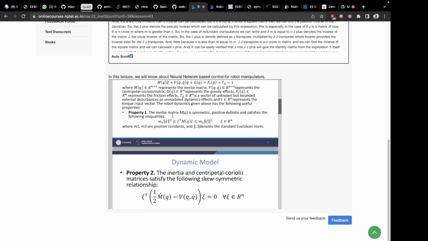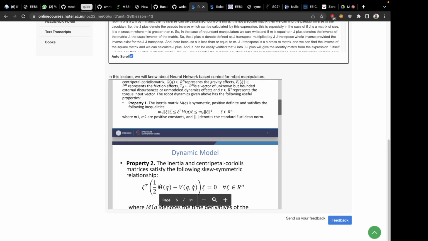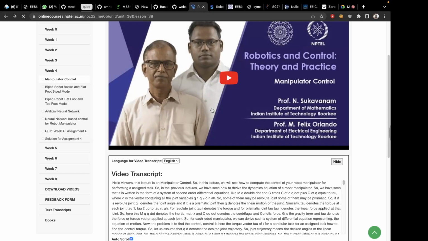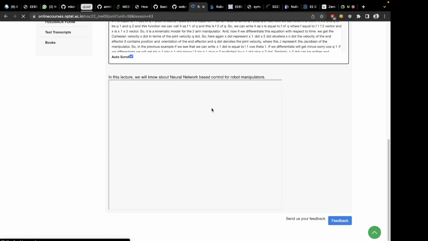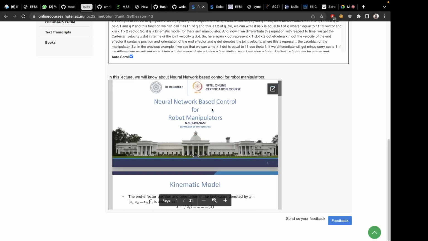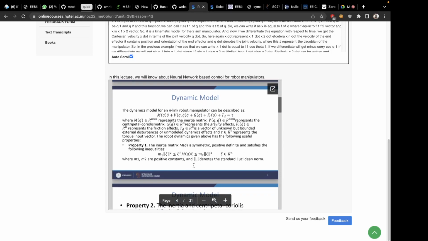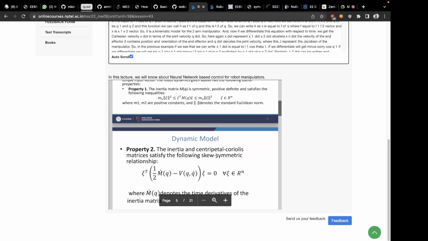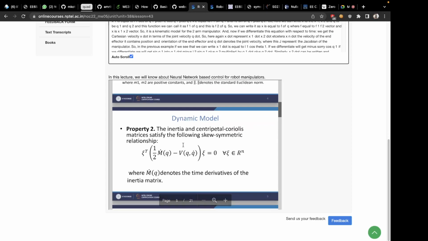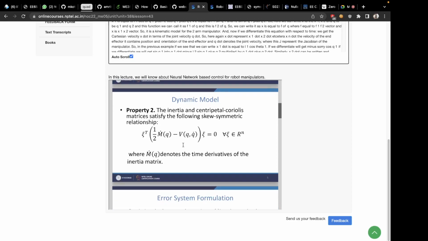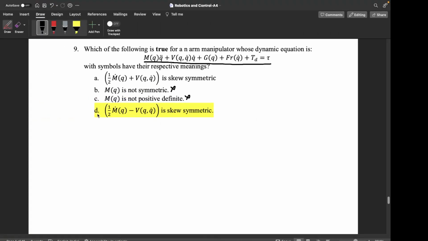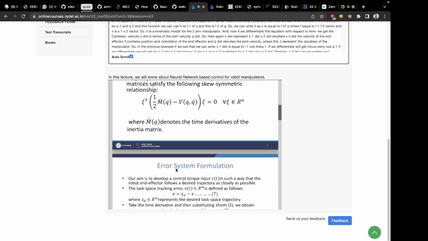So the first property is that the inertia matrix is symmetric, positive definite. So we have checked out that M(q) is symmetric and positive definite. Next is that the inertia and Coriolis matrix satisfy the following skew-symmetric relationship. So this is the correct option, right?